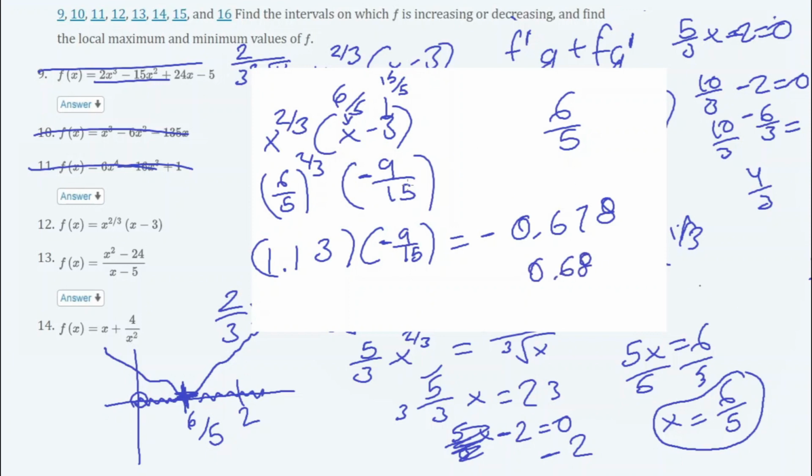So our coordinate point in which the minimum value occurs is going to be 6 over 5, comma, negative 0.68. But 6 over 5 is also 1.2, so we could just write 1.2. But yeah, that's going to be our minimum value for that, and our increasing interval is 6 over 5 to infinity. Decreasing interval is negative infinity to 6 over 5.